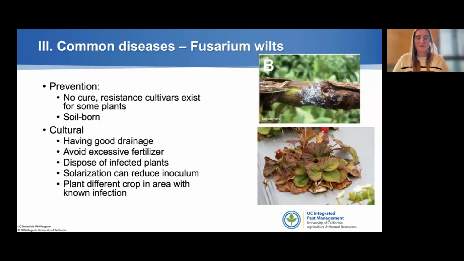Now, prevention is key for Fusarium as well, because there is no cure for a plant that has a Fusarium wilt in its vasculature. There are some cultivars that are resistant or tolerant of the Fusariums in certain capacities. So if you have a problem with Fusarium wilt of tomato, you can look for tomatoes that are more resistant to Fusarium wilt. The problem is fungi will evolve, so it's possible there's breaking, but that's always something that you can look into, those resistant options.